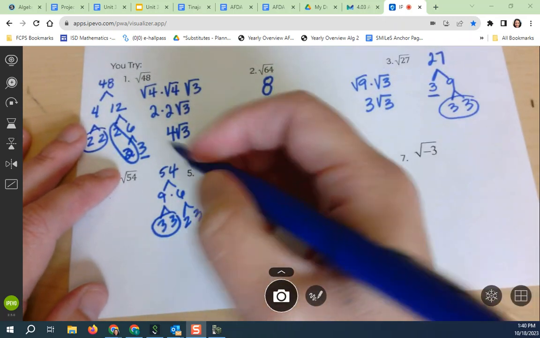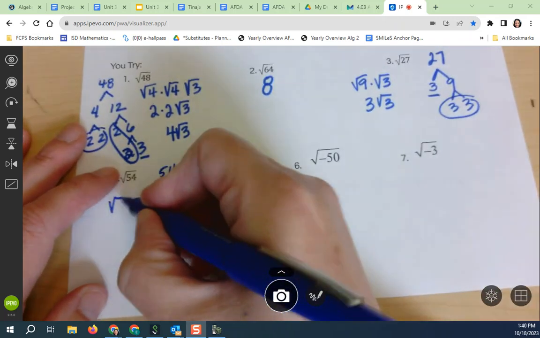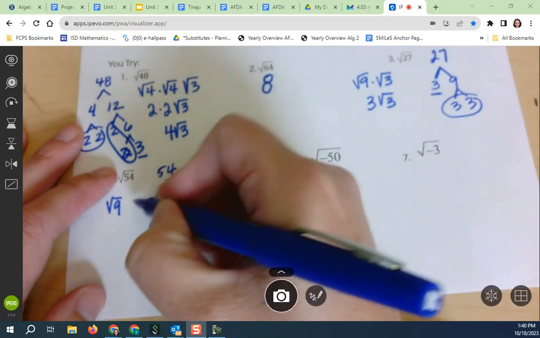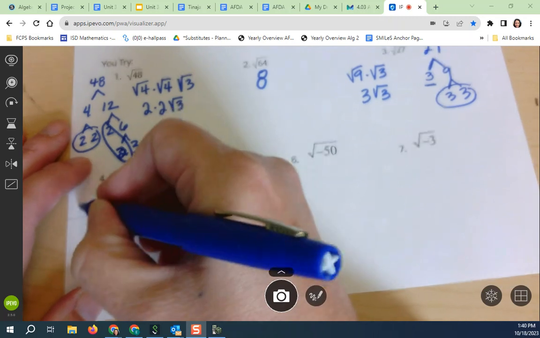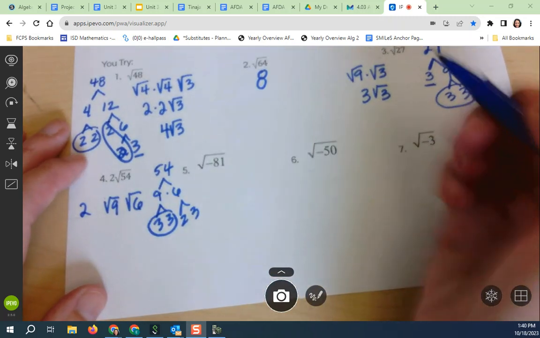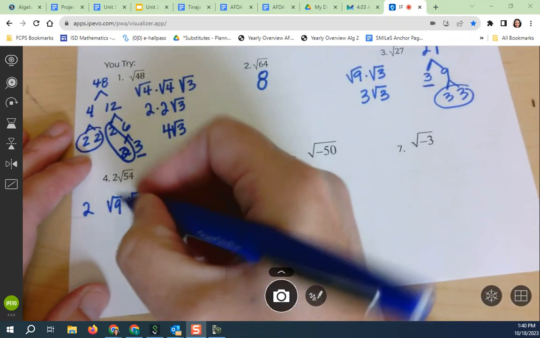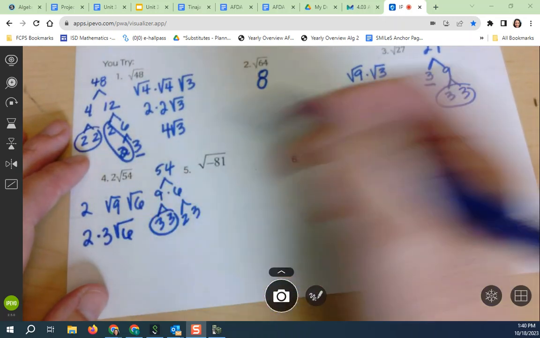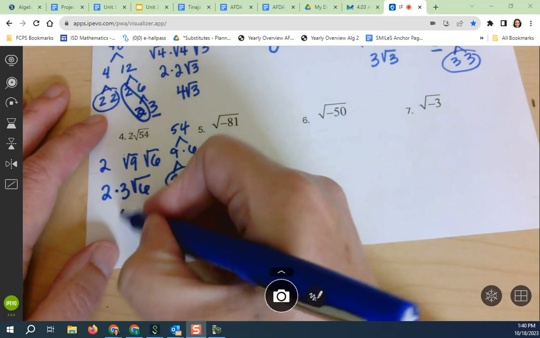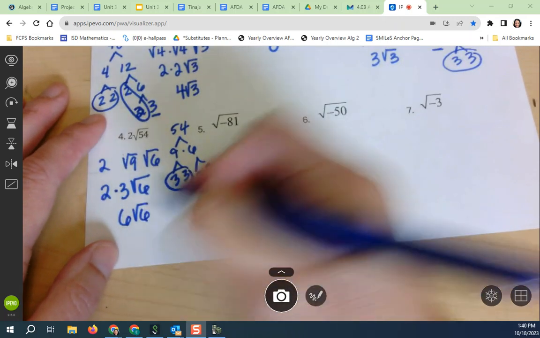So this is going to give me root 9. This is going to give me root 6. 2 times 3 is 6. That 2 still is out here; I'm just ignoring it for now. This gives me 3. So I have 2 times 3 root 6. And then finally multiply those to get 6 root 6.